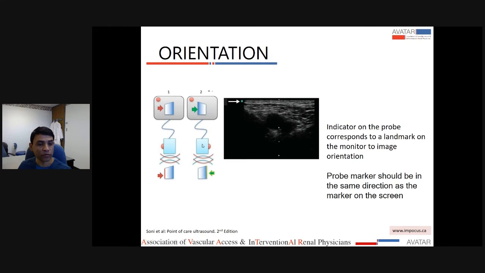Now, if you flip the probe by 180 degrees such that the probe marker is now on the right, but the screen marker is still on the left, when the probe takes an image, it is viewing the side of the image that is depicted by the green arrow. And this side of the image does not fall on the right side of the screen. It falls on the left side of the screen. So it's important to be aware of this.